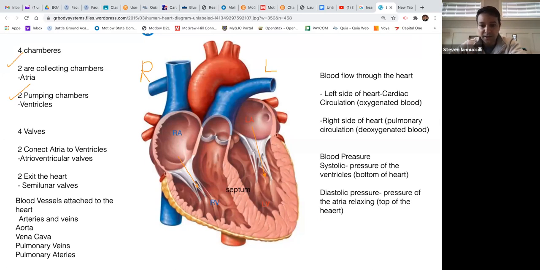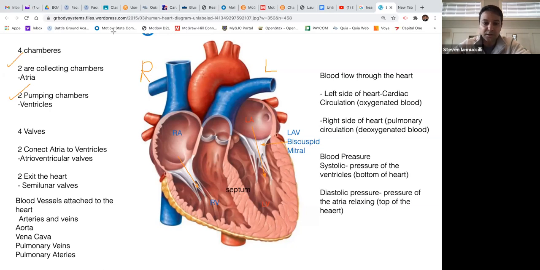So this valve here is called the left atrioventricular valve. And this valve here is called the right atrioventricular valve. But they have different names. And that's the only difficult part of this whole thing. So let me write the names here. This is the left atrioventricular valve, but it can also be called the bicuspid, and it can also be called the mitral valve. Okay, so all three of these names, left atrioventricular valve, the bicuspid valve, or the mitral valve, are terms used for that valve right there.